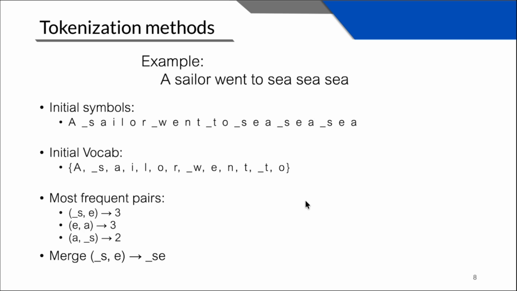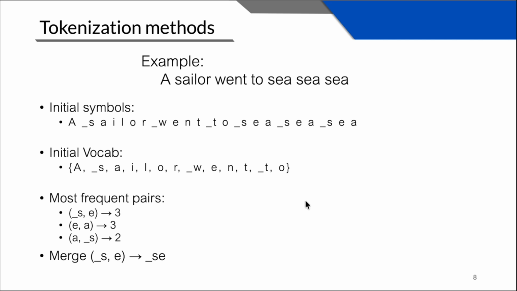So let's take an example just to understand what's going on behind the scenes. Let's say that we have the training data, which is: a sailor went to CCC. It's the whole data that we are going to use to train our tokenizer to segment the words during inference mode.